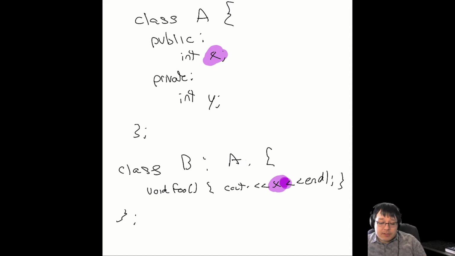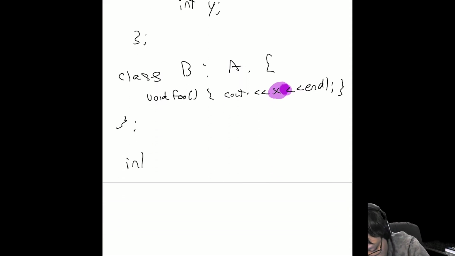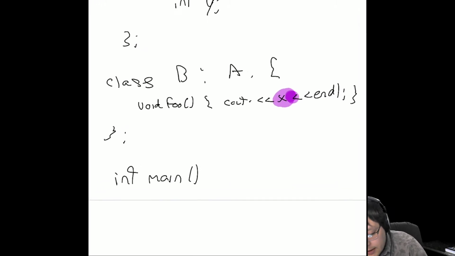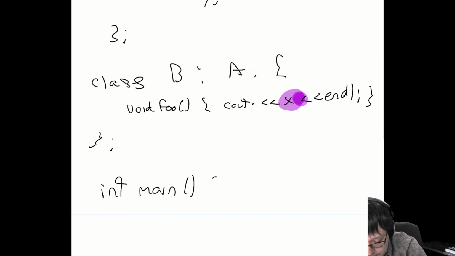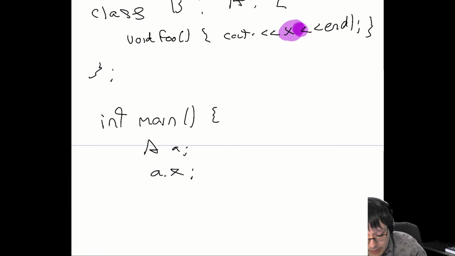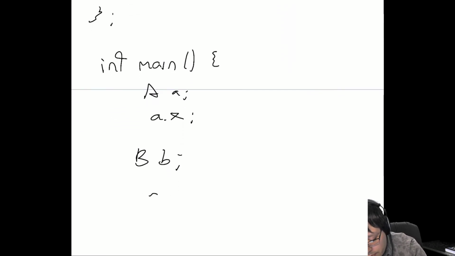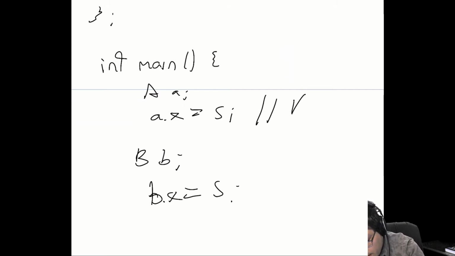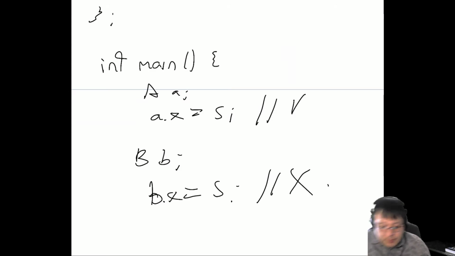If I had an object in main of class A, so if I have a main here, and in that main I have an A, I can go ahead and do a.x, and cout it, assign it, whatever I want. However, if I do a B, and then try to do b.x, this one gets 5, and this one gets 5 as well. This one's okay. This one's not okay. It'll tell me that it's private.